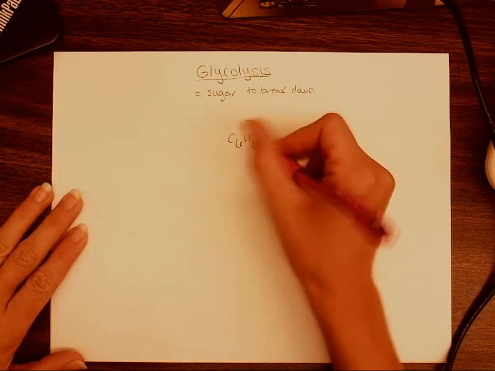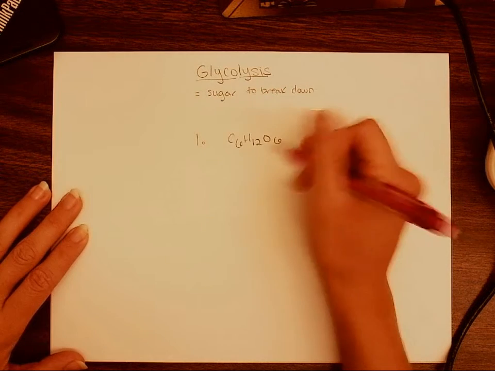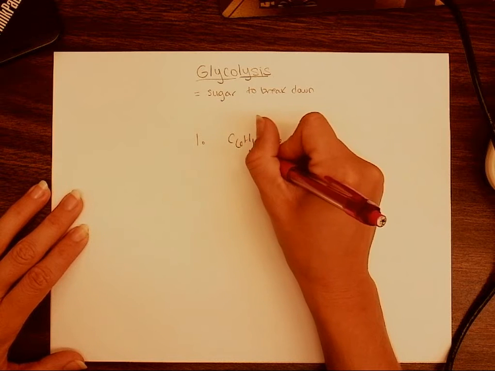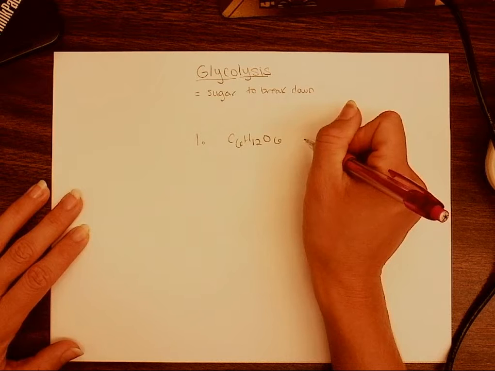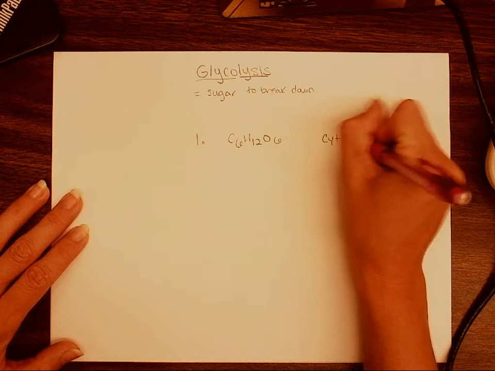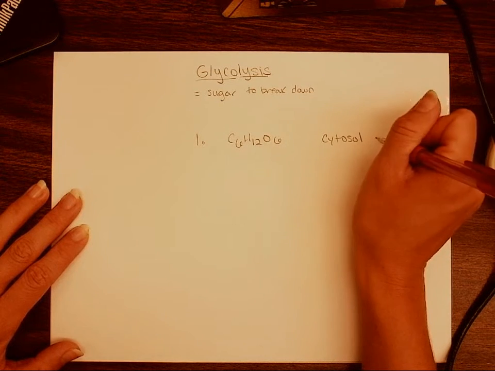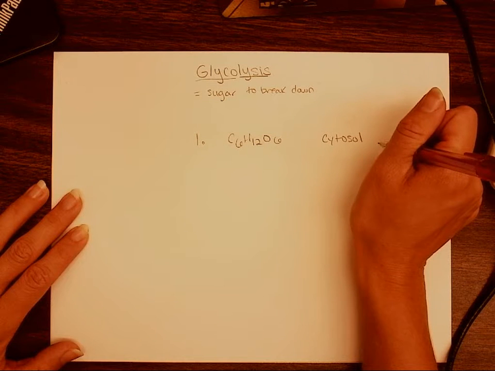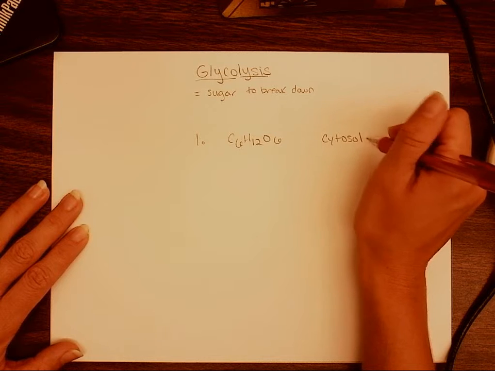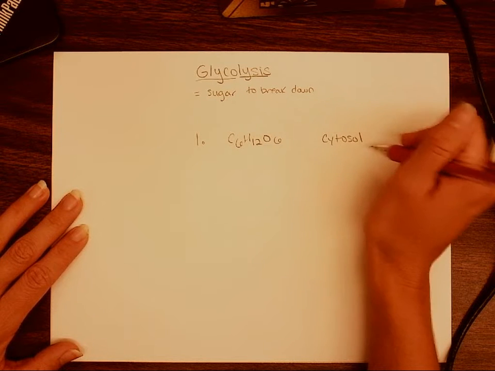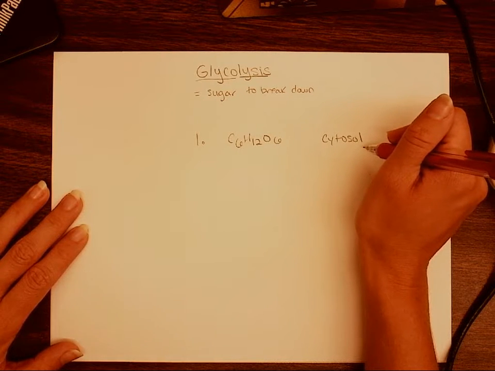Now glucose is going to be our first part of glycolysis. We have sugar, and this is going to be found in the cytosol of the cell. So this is just free-floating. It is not inside of our mitochondria, which is the organelle where cell respiration takes place. So this is the water matrix outside of those cell organelles.